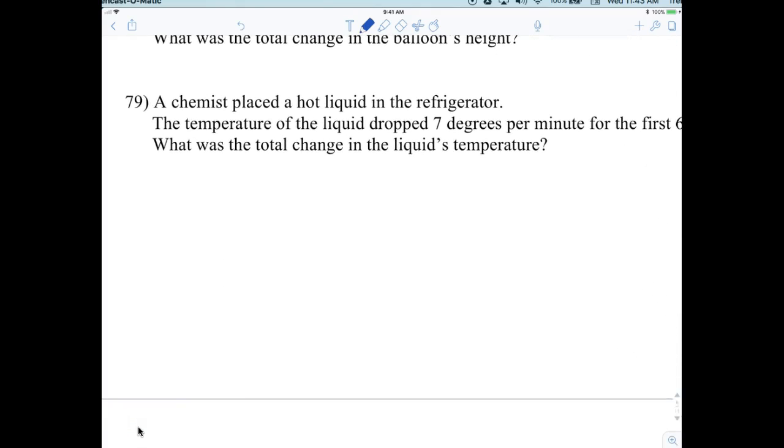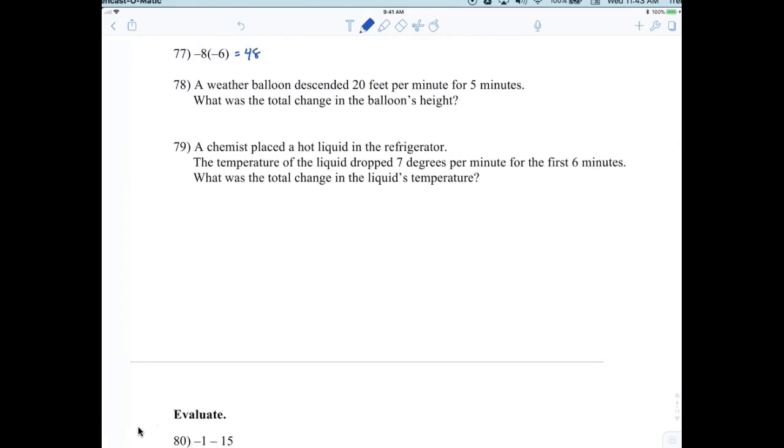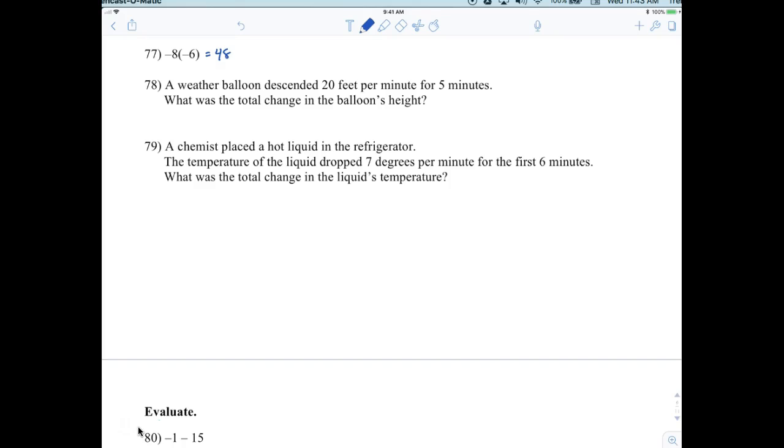It says a chemist placed a hot liquid in the refrigerator. The temperature of the liquid drops 7 degrees per minute for the first 6 minutes. What was the total change? What would it be, the change? 42 degrees. However, if it drops 7, yeah, negative 42 degrees. Are you better with that? All right. It's not really that big a deal, but it is supposed to be negative 42 degrees.